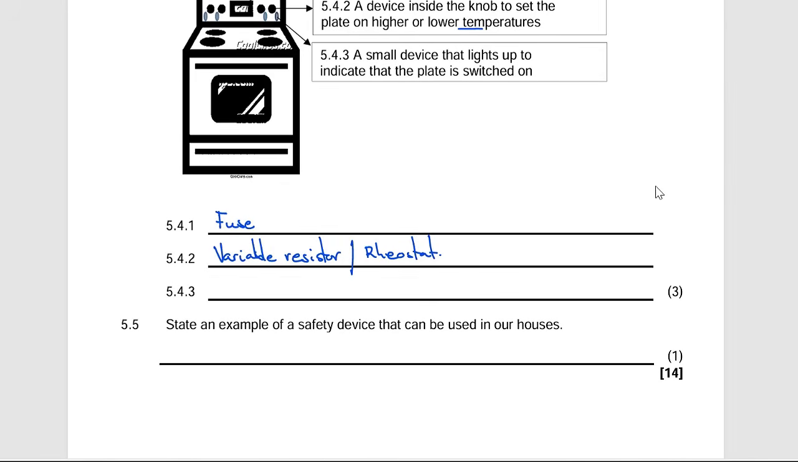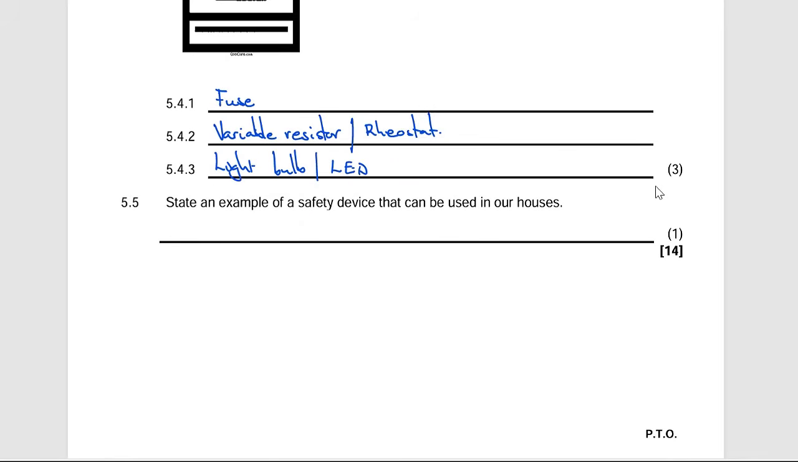Then I'll proceed to 5.4.3. It says a small device that lights up to indicate that the plate is switched on. So this is more of a light bulb, or you can say an LED, which is a light emitting diode. Then we proceed to 5.5.